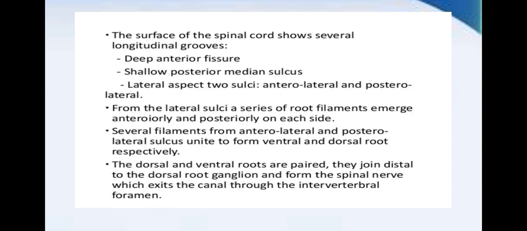and on the lateral aspect 2 sulci, the anterolateral and posterolateral. From the lateral sulci, a series of root filaments emerge anteriorly and posteriorly on each side. Several filaments from the anterolateral and posterolateral sulci unite to form the ventral and dorsal roots respectively. The dorsal and ventral roots are paired, then join distal to the dorsal root ganglion to form the spinal nerve, which exits the canal through the intervertebral foramen.